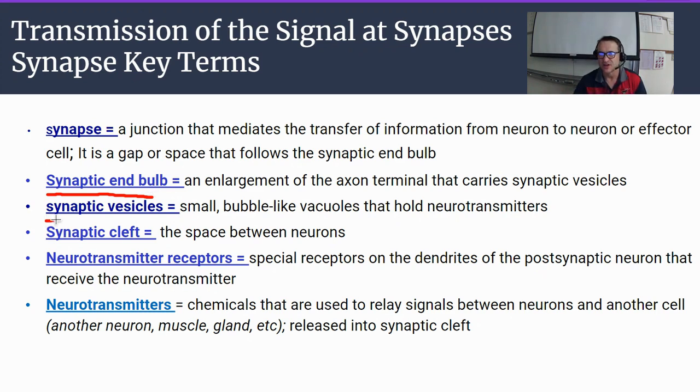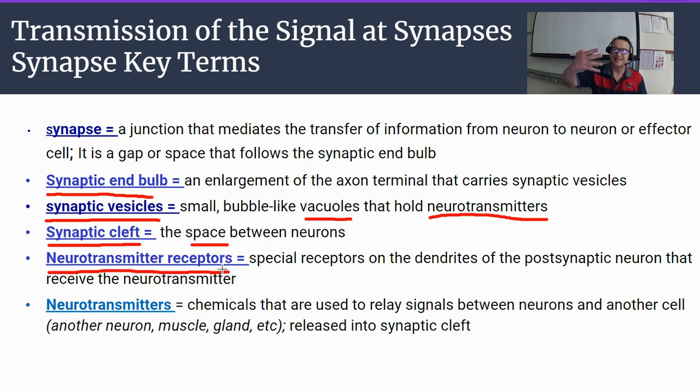Synaptic vesicles, those are like little bubbles called vacuoles. And those are what's holding the neurotransmitters. Those are the chemical messengers that are going to cross the synaptic cleft, the space between the two neurons. And synaptic cleft, obviously, that is the space between the synaptic end bulbs of the presynaptic neuron and the dendrites of the postsynaptic neuron.